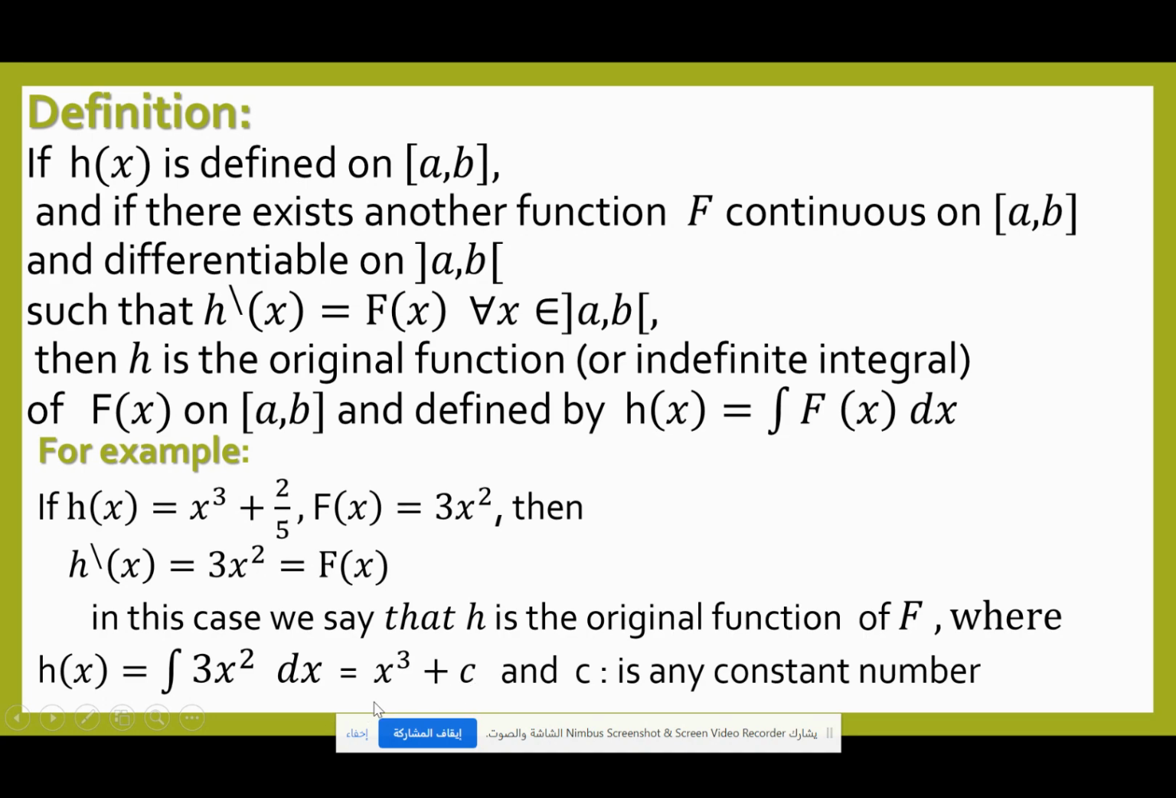And if you want to check your work after you integrate, you have to do the opposite operation of integration, which is derivative. Let's derive it. x cubed will be 3x squared by taking the power down and reducing it by 1. And if you derive a plus c, whatever the c is, you will get 0. So in that case, we call x cubed plus c the original function. Like we said here, h is the original function.